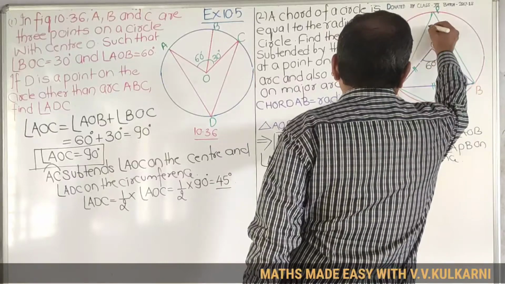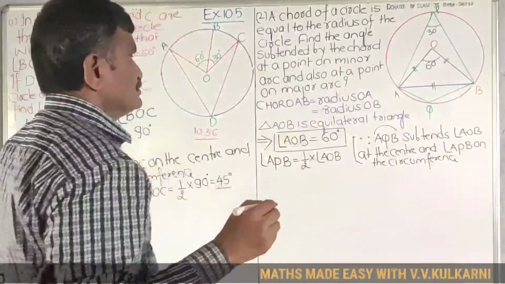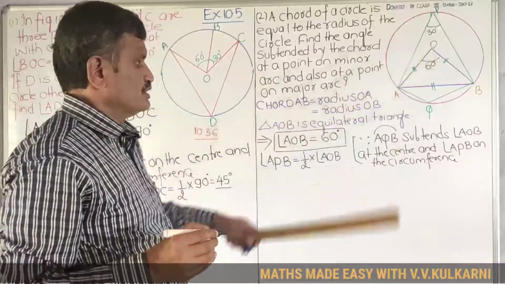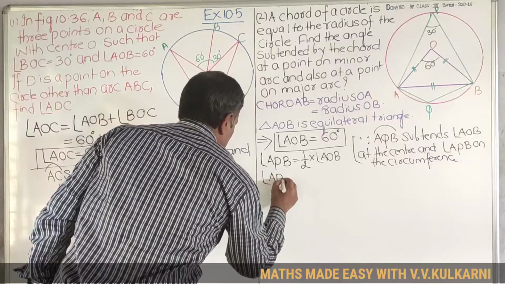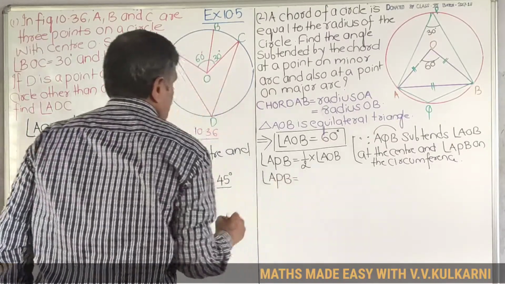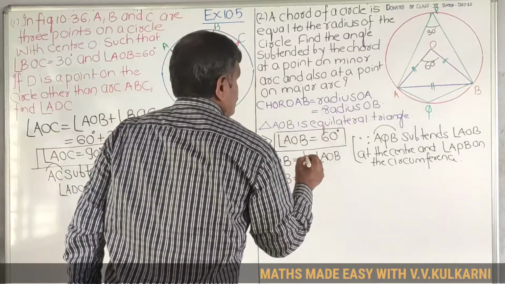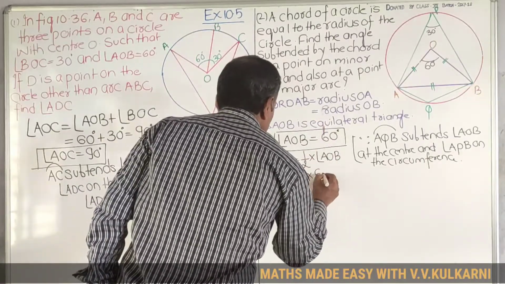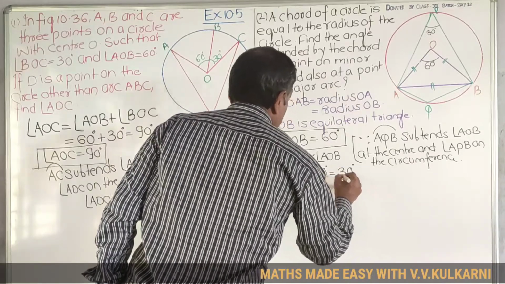60 and half of 60 will be equal to how much? 30. So angle APB is equal to half of 60 degrees. Half of 60 degrees is 30 degrees.